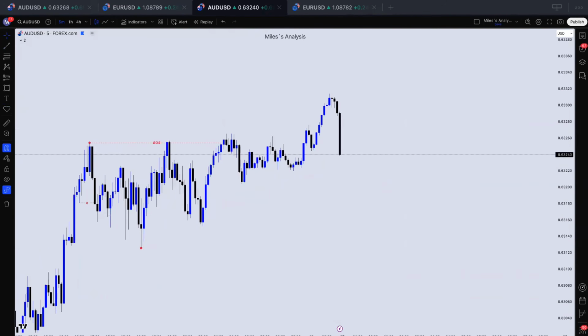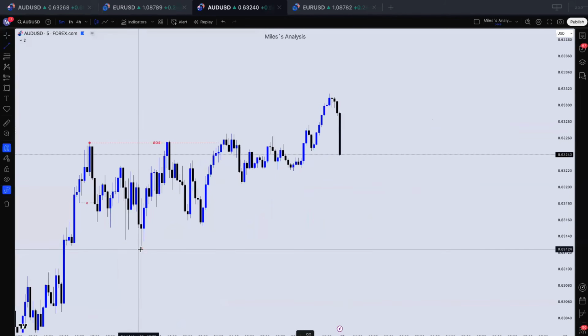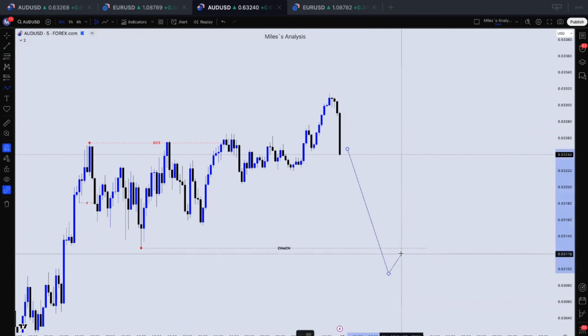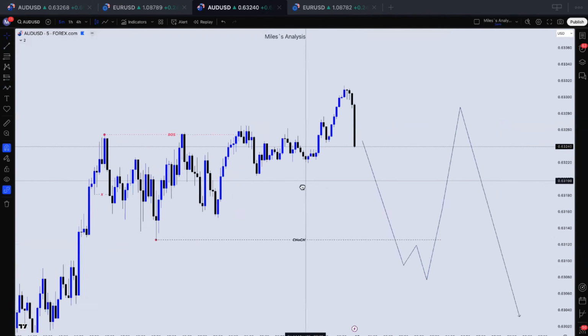So for us to start looking for shorts, we must see price taking out the change of character, right? Something like this. Price takes out the change of character, creating adjustment, then comes back for the decision order block or the extreme order block, and then we start selling. So this is basically it on the M5 time frame.